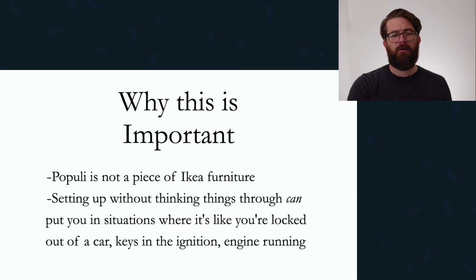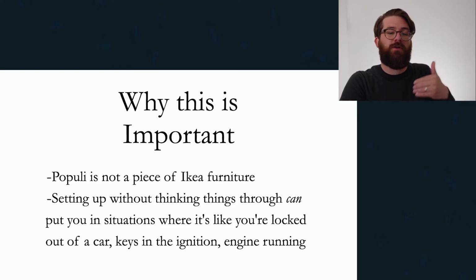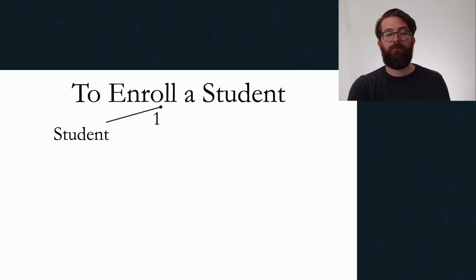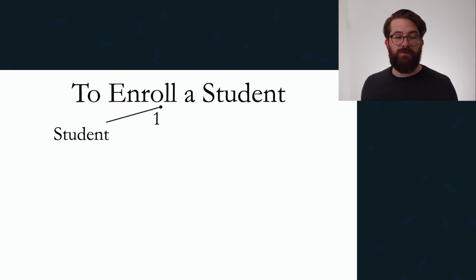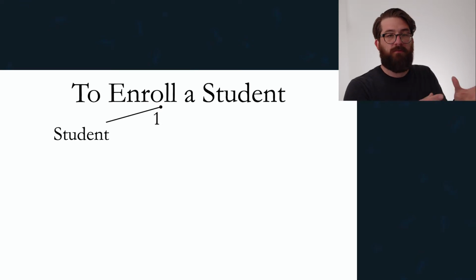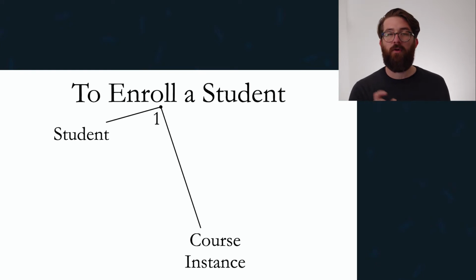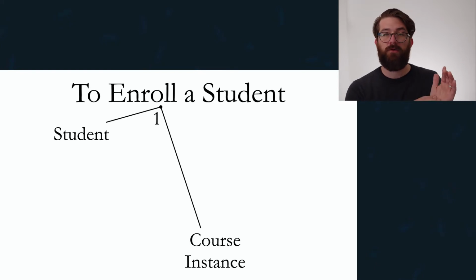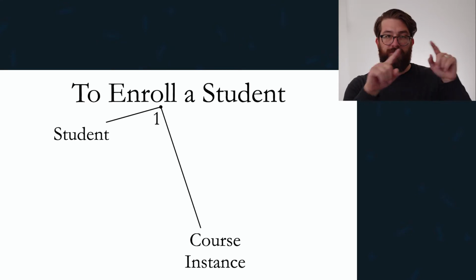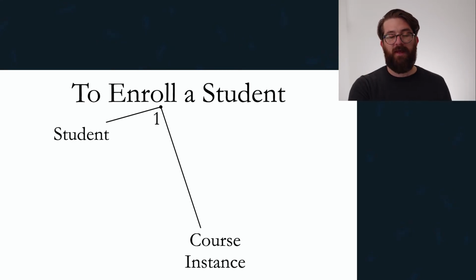Okay, we're going to jump in then, and we're going to do kind of a quick overview of what needs to be in place in order to get a student enrolled. So to enroll a student, first step is to have a student. That's one requirement. We also need to have a course instance. Students get enrolled in course instances. So we need to have those two things in place.